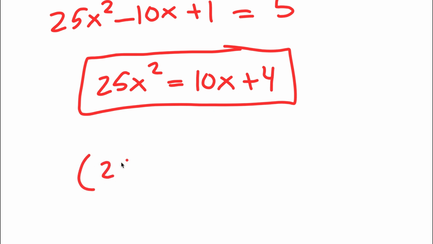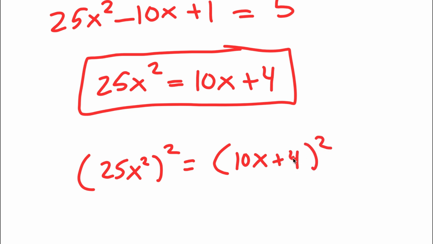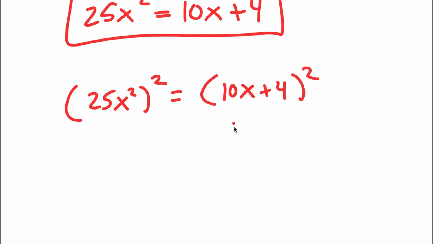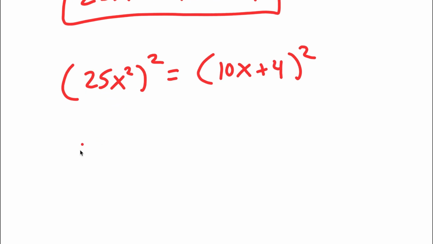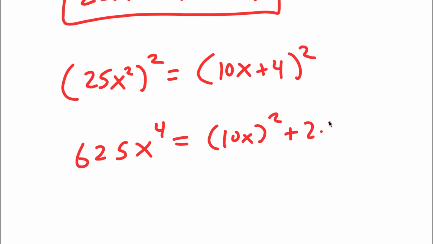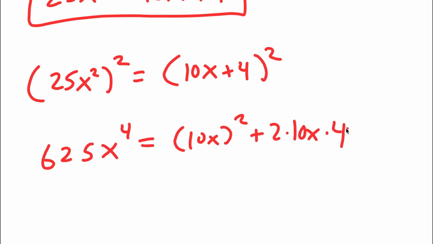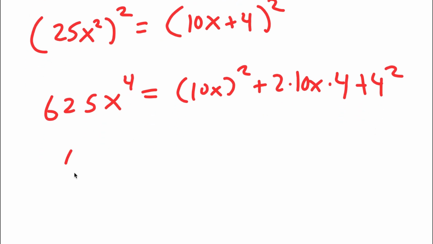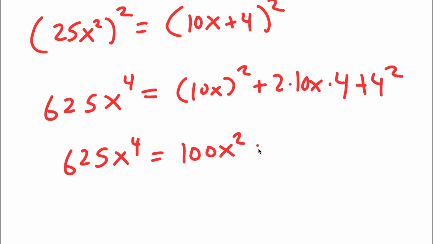What I'm going to do is square both sides. So now, 25 squared is 625, and x squared squared is x to the power of 4. And this is equal to (10x plus 4) squared, which is 10x squared plus 2 times 10x times 4 plus 4 squared. So I have 625 times x to the power of 4 is equal to 100x squared plus 80x plus 16.